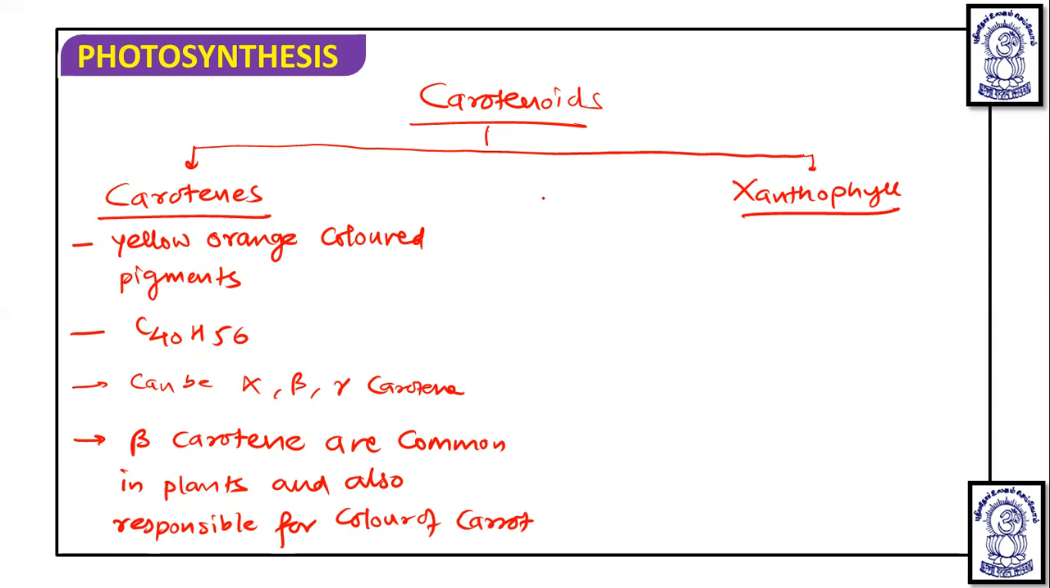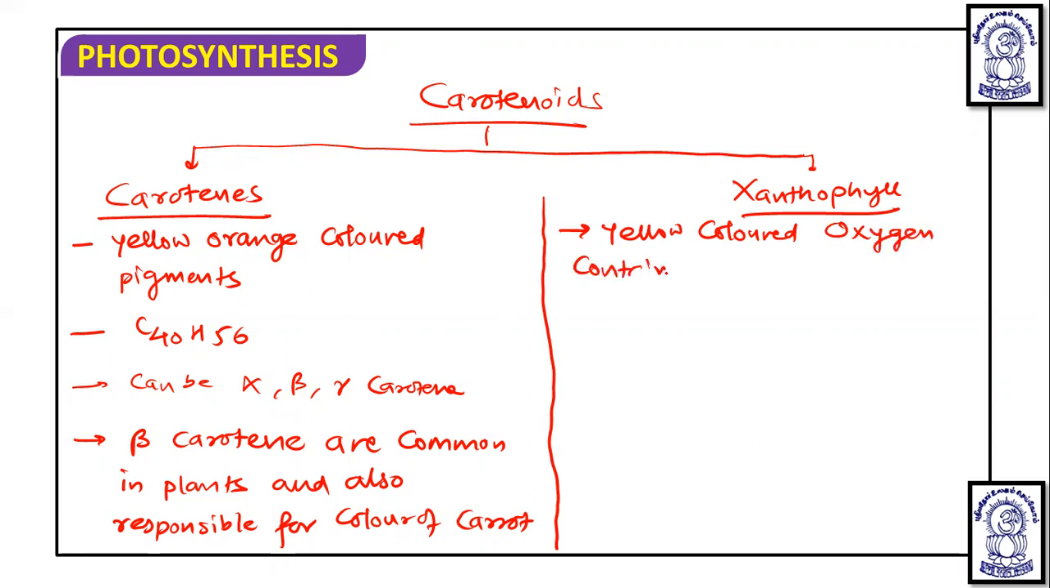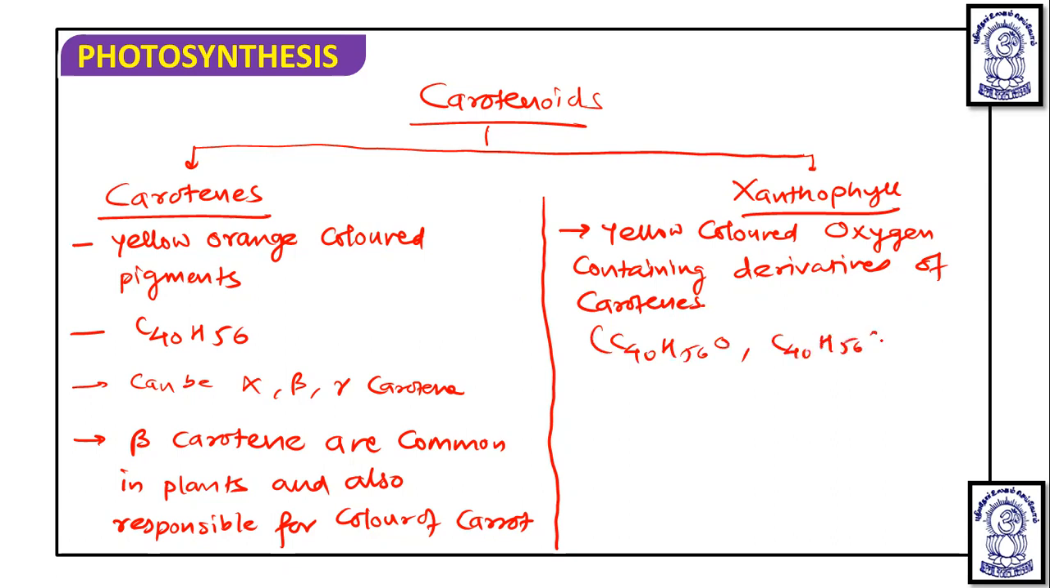Now apart from this, the next carotenoids are the xanthophylls, and these are considered as yellow colored, oxygen containing derivatives of carotenes. And their formula can be C40H56O, C40H56O2, etc.